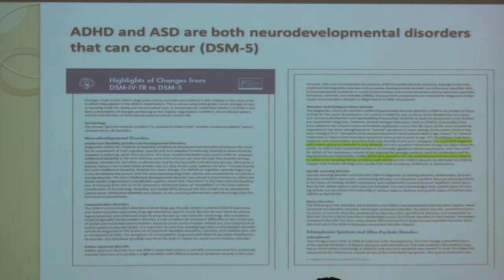One great thing that happened in DSM-5 from our perspective is that, and I'm sorry it's not very clear, but this highlighted part indicates that they now allow us to make a comorbid diagnosis of ADHD in autism spectrum disorder. That is very ironic, because we've been treating ADHD symptoms for years in children on the autism spectrum, and yet we couldn't make a comorbid diagnosis. So now we are officially allowed to do that.